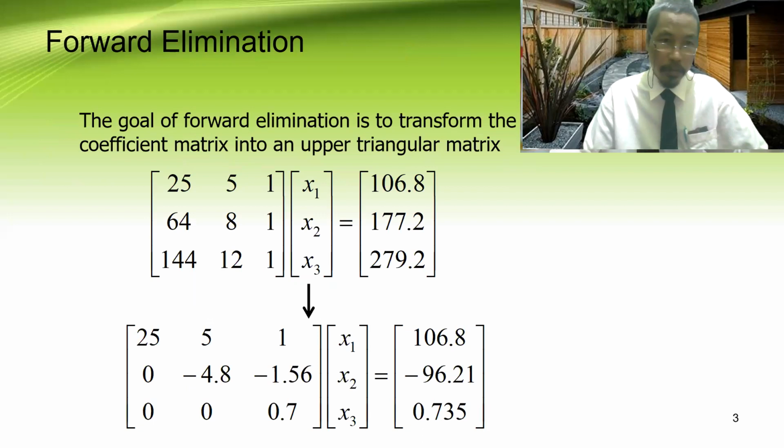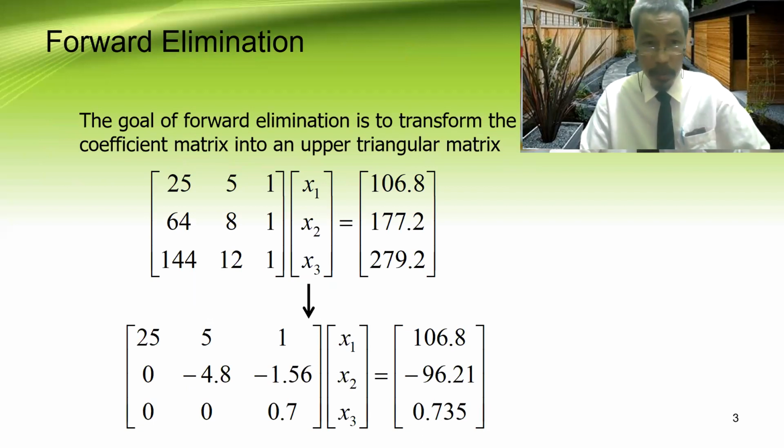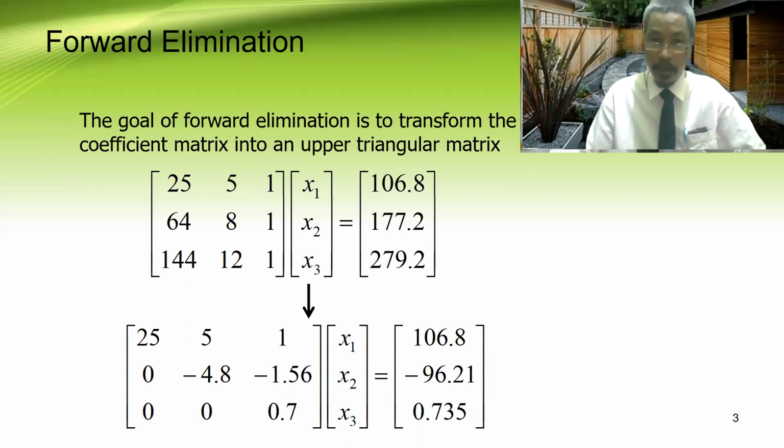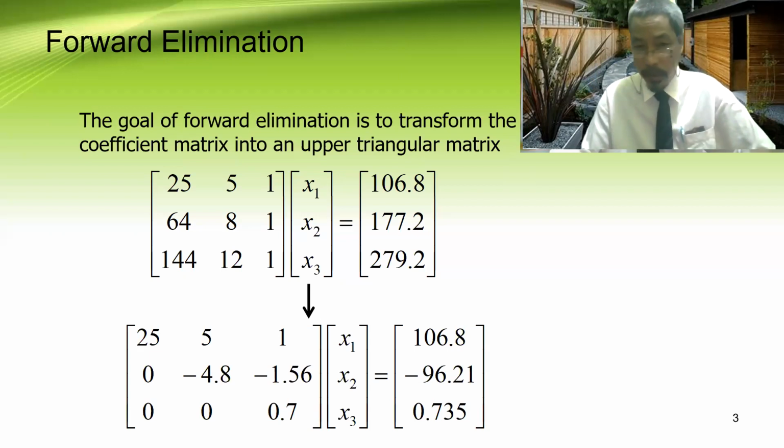Forward elimination is the first step in this process, and the goal of forward elimination is to transform the coefficient matrix into an upper triangular matrix. That is our target: making this matrix a triangular matrix. Not just triangular, but for simplicity and uniformity of the solution procedure, we are choosing an upper triangular matrix. If you don't know what an upper triangular matrix is, you have to review previous mathematics.